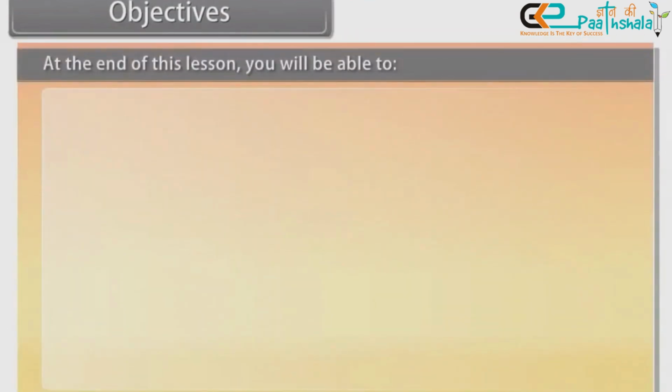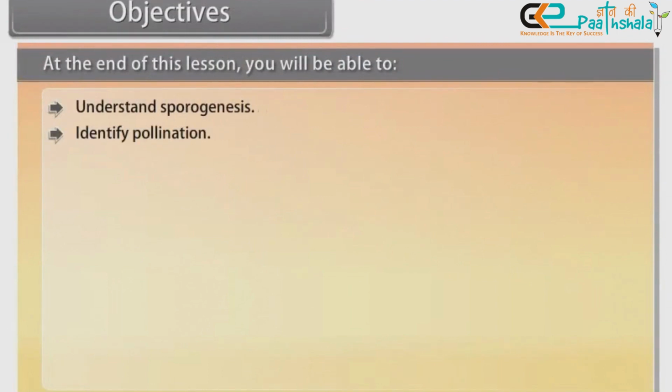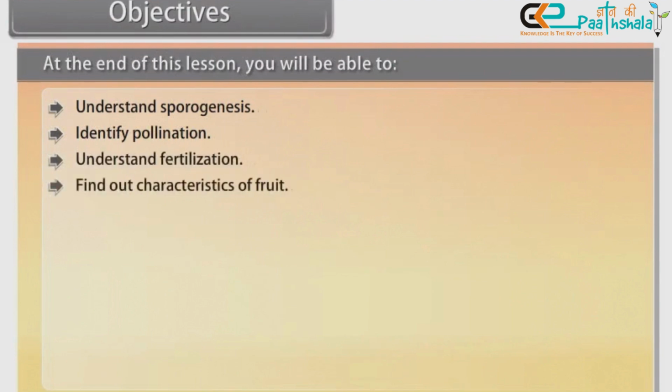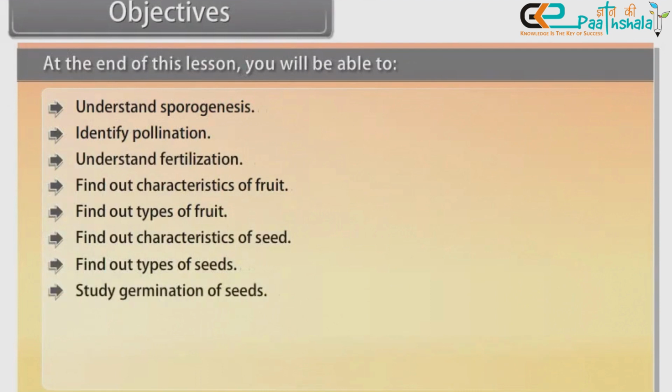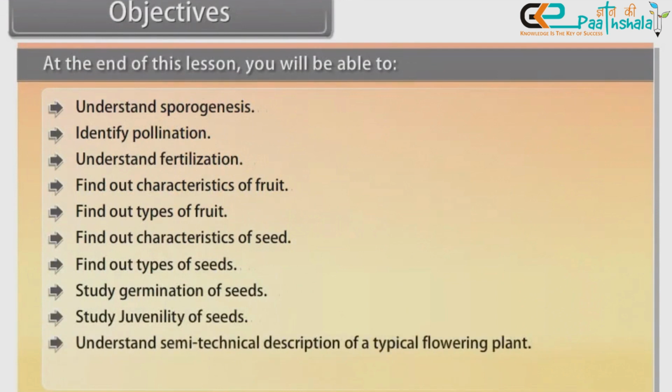At the end of this lesson, you'll be able to understand sporogenesis, identify pollination, understand fertilization, find out characteristics of fruit, find out types of fruit, find out characteristics of seed, find out types of seeds, study germination of seeds, study juvenility of seeds, understand semi-technical description of a typical flowering plant, study description of some important families.